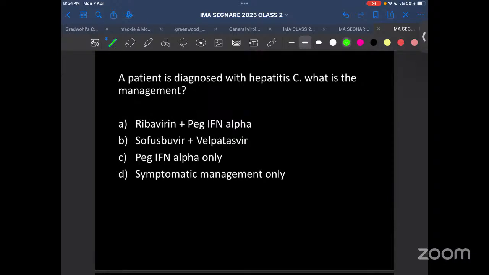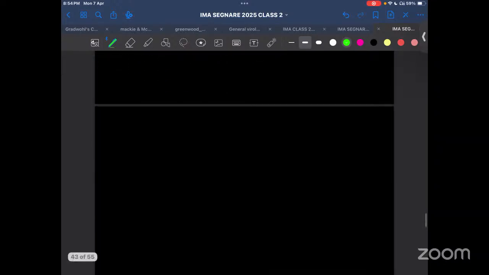A patient is diagnosed with hepatitis C. What is the management here? Ribavirin plus pegylated interferon alpha was earlier used, but now it is not used because of the side effects, and it is not effective in suppressing the virus. But the treatment now is sofosbuvir plus velpatasvir. These are direct acting antiviral agents, newly discovered direct acting antiviral agents.